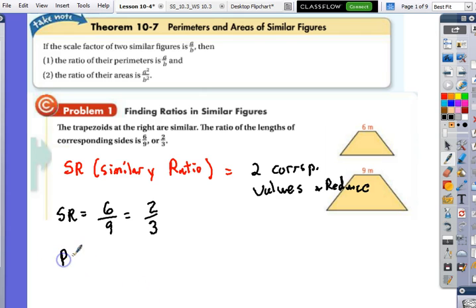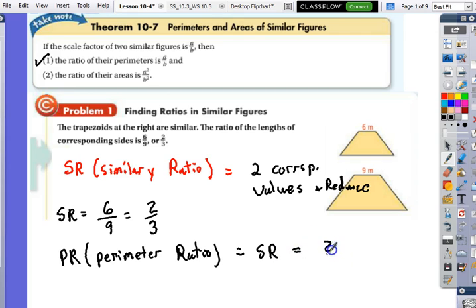Now, here's the cool thing. The perimeter ratio, which is one of the things that we're going to talk about, the ratio between the perimeters, is always the exact same as the similarity ratio. So the perimeter ratio, which I'm going to abbreviate PR, is equal to the similarity ratio, which in this case would be 2/3.